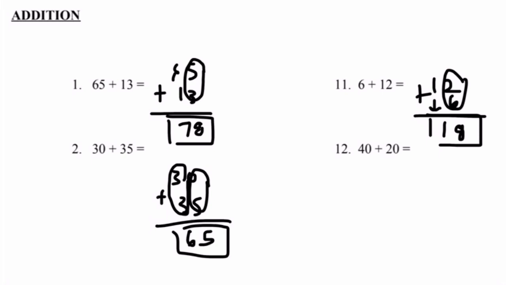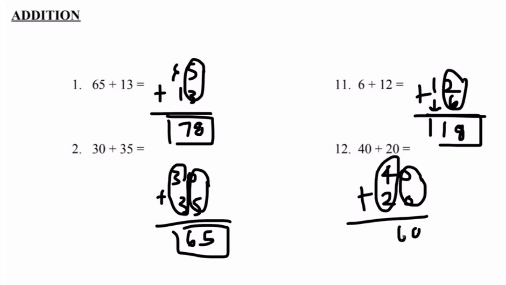Last but not least, number 12, 40 plus 20. I'm going to align the numbers again. 0 plus 0 adds up to 0. 4 plus 2 adds up to 6. Therefore, 40 plus 20 should equal a total of 60.